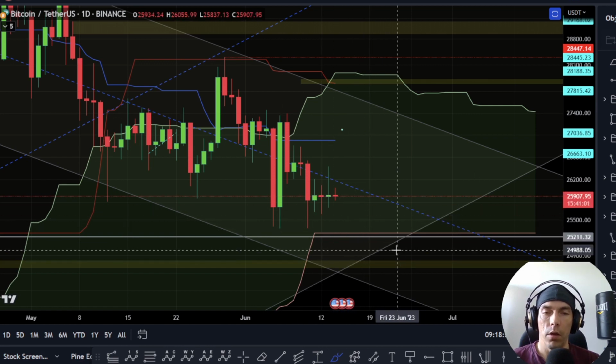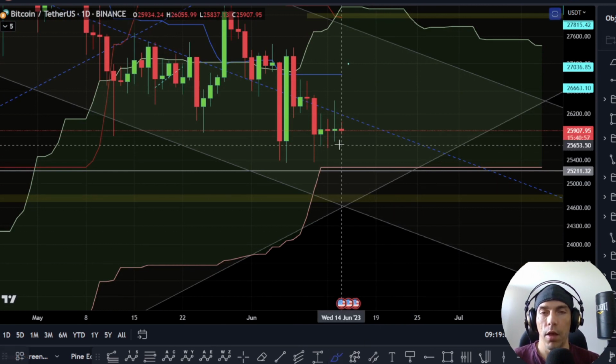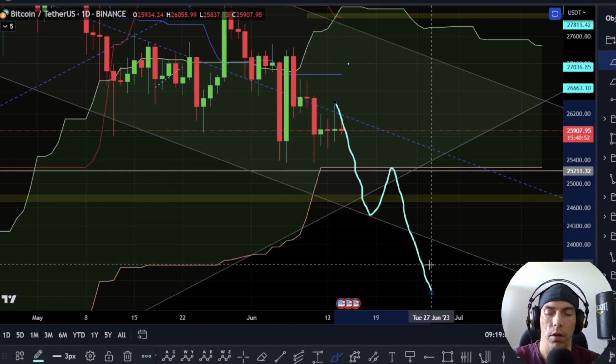complete a bigger move. Now if we do fail to hold this zone, what this could mean is we could start to see a bigger breakdown, and we could see price actually move through this, come back, retest the cloud, and then look to break down in a bigger way.